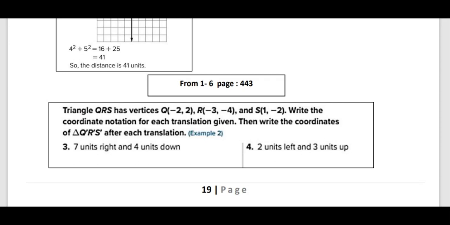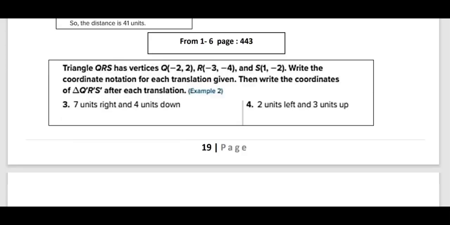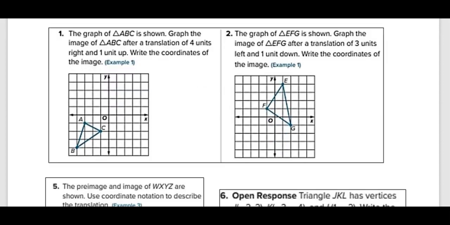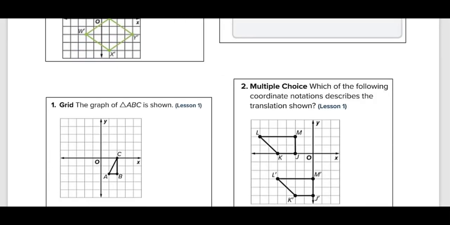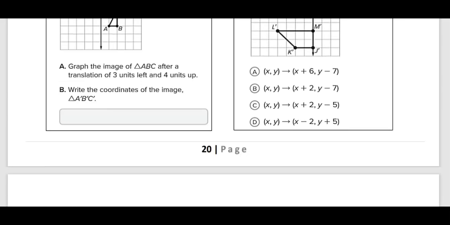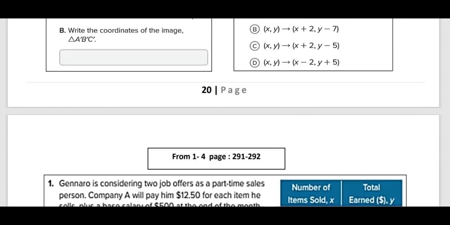Now the last question in the FRQ, question number 20, from pages 443 and 453. If you see my last video of the multiple choice questions which I uploaded on YouTube, you can see all these questions I have already explained. So I'm not explaining these questions from page number 443. You can check the multiple choice question video. Questions 3 and 4 I already explained, and 1, 2, 5, 6, all questions I have explained. I explained 1 and 2 here also. So page 443 I already discussed.